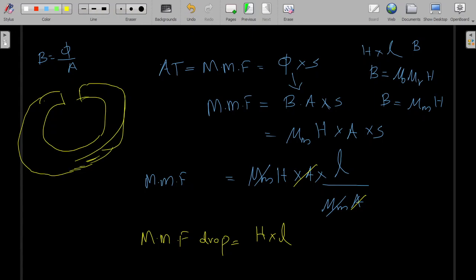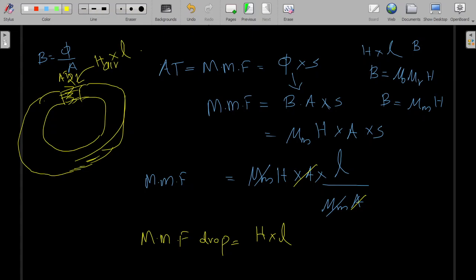So if you know the magnetic field intensity H in this air gap, let us denote it as H air, and if you know the length of that air gap, then the mmf drop or the ampere turns AT2 will be equal to just H air into L.